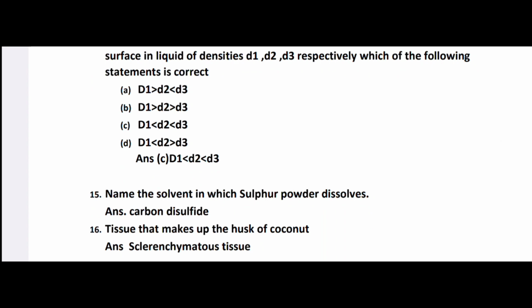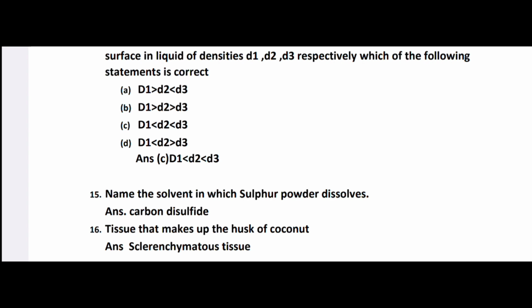14th question: an object is put one by one in 3 equal liquids having different densities. The object floats with 1 by 9, 2 by 11, 3 by 7 part of its volume outside the liquid surface in liquids of densities D1, D2, D3, respectively as given above. Which of the following statements is correct?